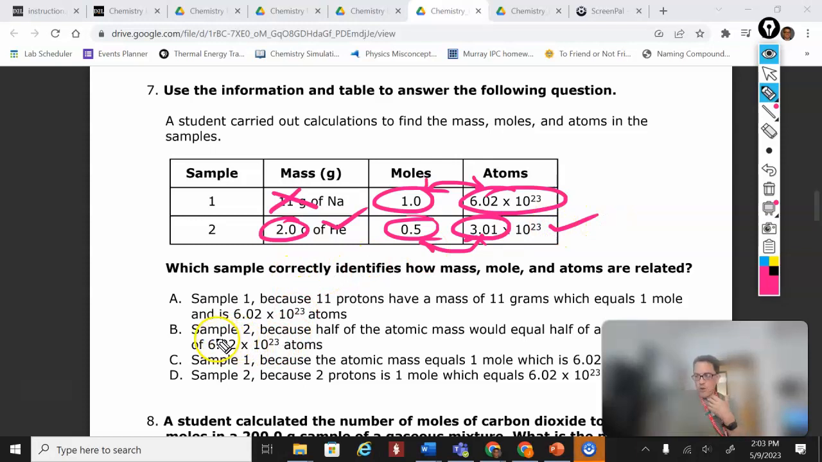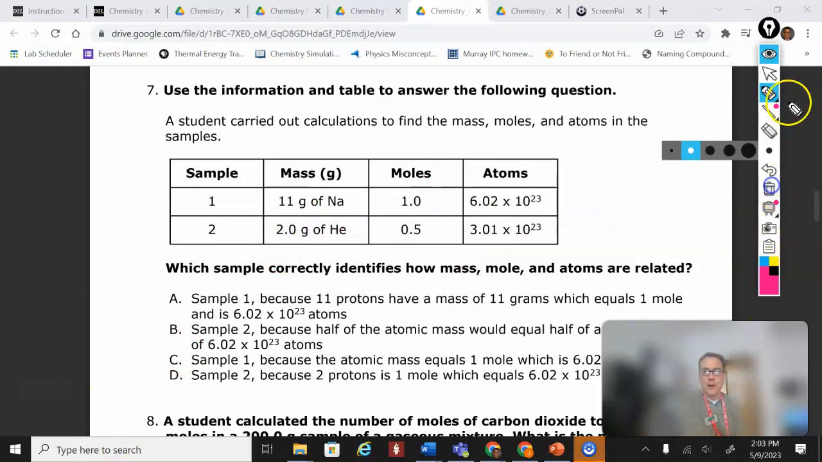And so that's why if you go through and read, B ends up being our right answer, because sample 2 is the one that's described correctly. And the reasoning is because half the atomic mass would be half of a mole. And that's what half of 6.02 times 10 to the 23rd is.